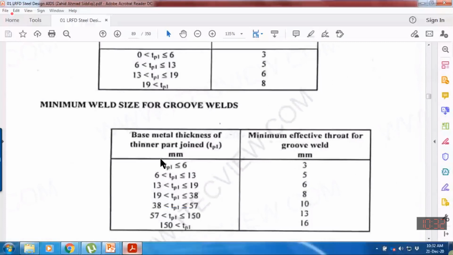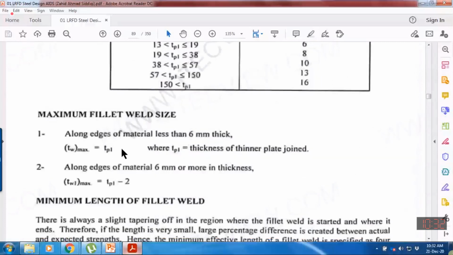Again, you need to know which formula you need to consult. All the formulas and design guidelines are available in the LRFD manual. So I am consulting page number 86. TW maximum will be the TP1 value minus 2, which is 7.5.